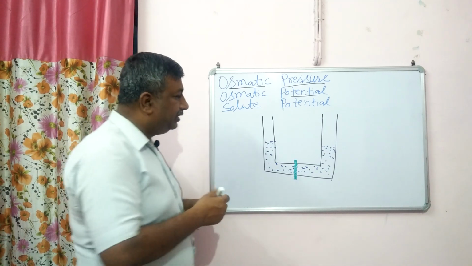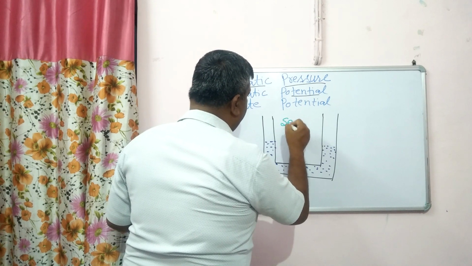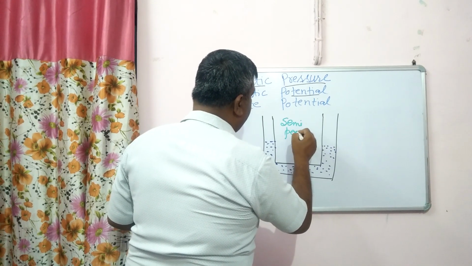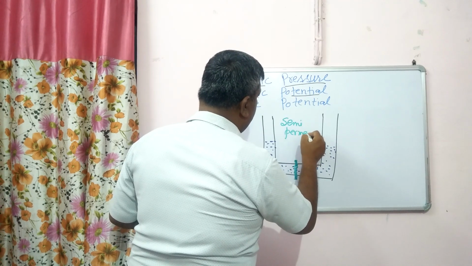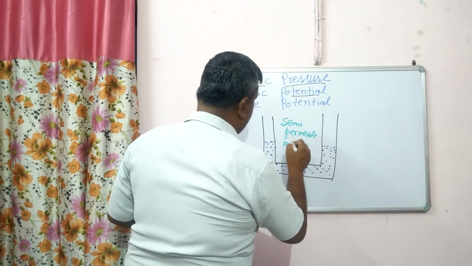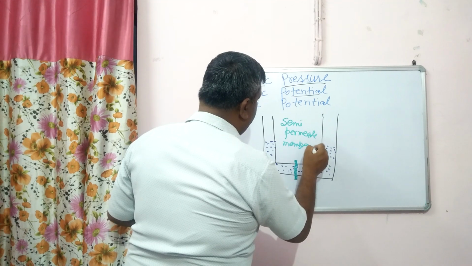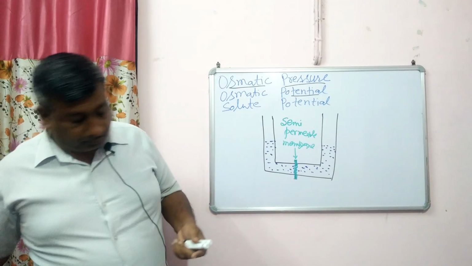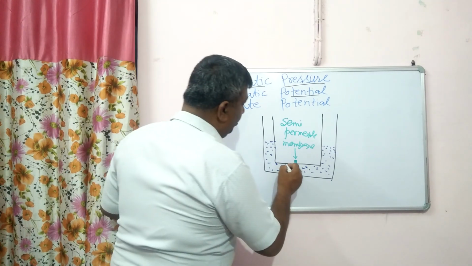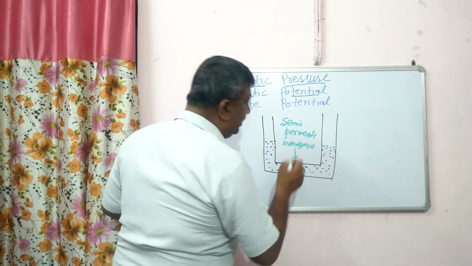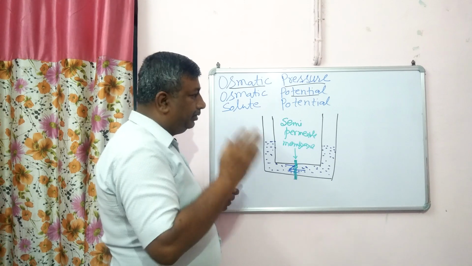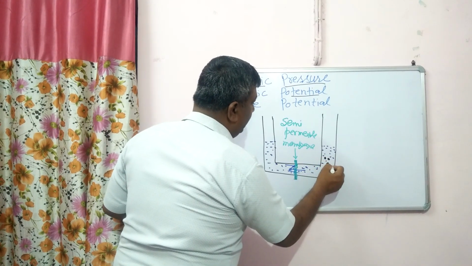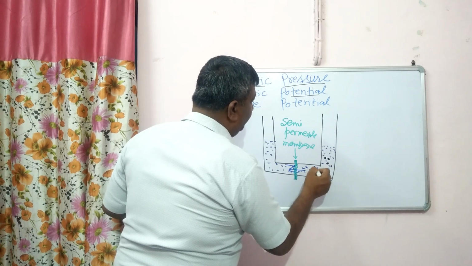So this is very important. This is the semi-permeable membrane. This green color is the semi-permeable membrane. Now water molecules are moving freely here and there, here and there. Okay. Now suppose we add some salt, NaCl, KCl or MgCl2, which is soluble.